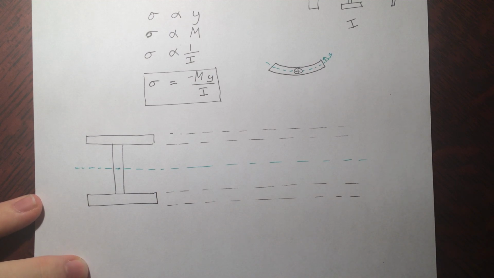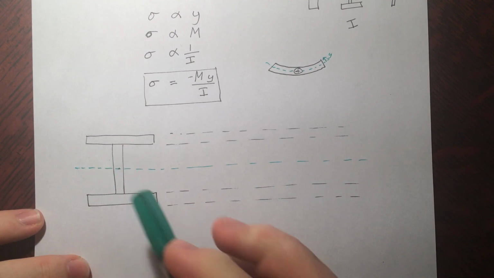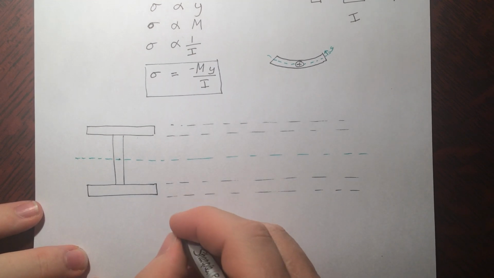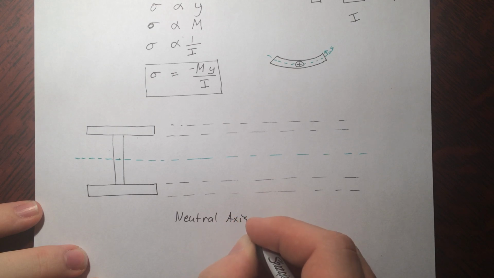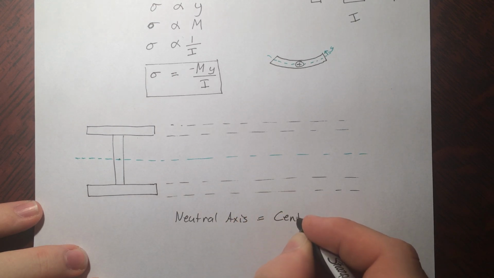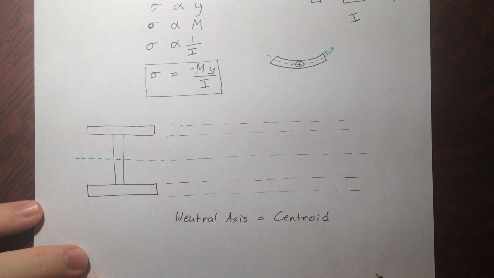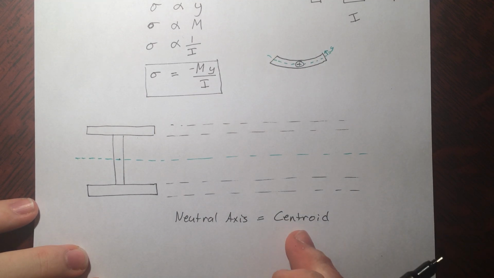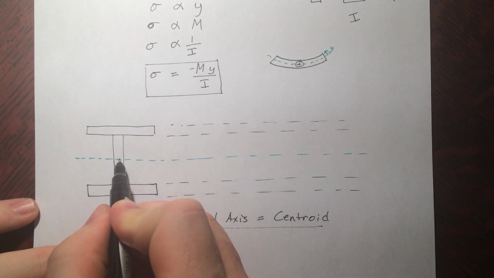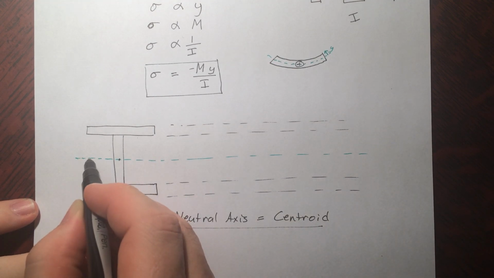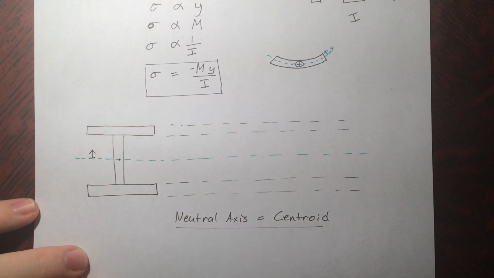Now, how do you actually find the neutral axis? The neutral axis is the centroid of the piece. Maybe it's a good idea to write that down. The neutral axis equals the centroid. Actually, this is not strictly true, because if you have different materials, it's a little different, but for most situations, this is true. So you're just going to go about finding the centroid, and that's your neutral axis, and that's where you're going to measure your y from.